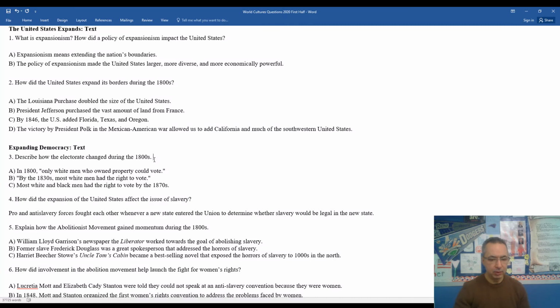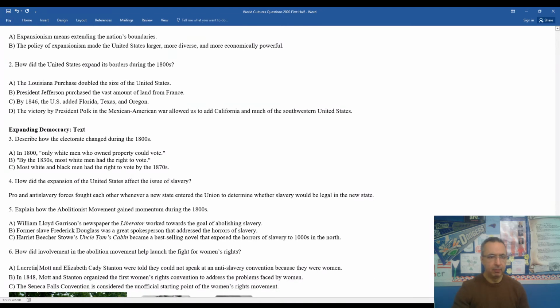Five, explain how the abolitionist movement gained momentum during the 1800s. William Lloyd Garrison, probably one of the greatest abolitionists in history. He wrote the newspaper The Liberator, and Liberator, hopefully, as you can figure out, is to free or liberate slaves. He wanted to abolish slavery immediately.